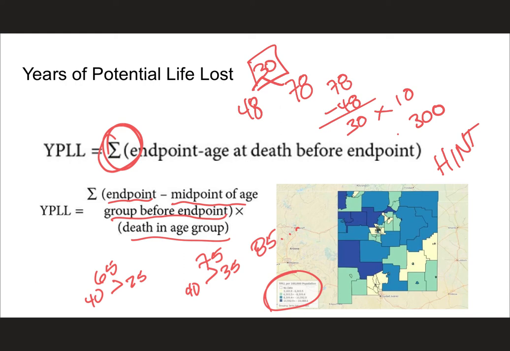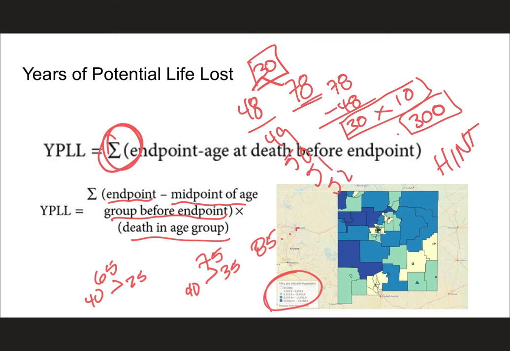Again, understand that you're adding up all the deaths. So the number of people who died at age 48 in a place where their expected life is 78. If you have 10, you're going to have 300 years of potential life lost. And you add all of those, you add the people who died at 49, at 50, at 51, at 52.